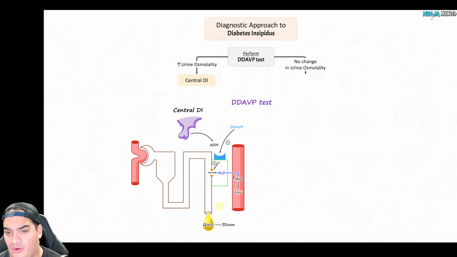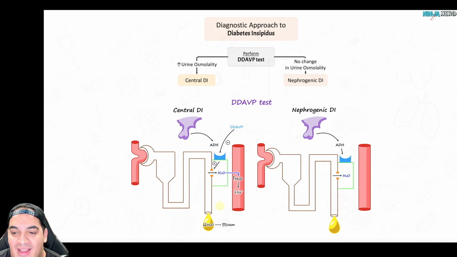The other scenario would be nephrogenic DI. It shouldn't really do anything. It's the same scenario because the patient's producing ADH appropriately. That's not the issue. So if you give them DDAVP, it won't matter if they have ADH or not. The receptor's not going to respond to it. They're not going to reabsorb water. So they're still going to have low water in their blood. They're still going to dump a lot of water into their urine, and the urine osmolality is going to remain low. So it won't change.